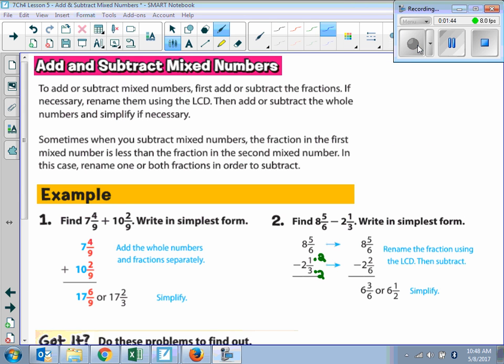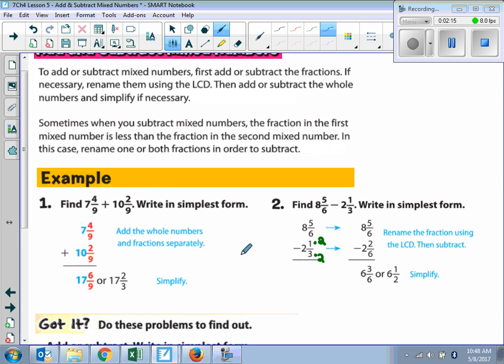So we are going to add and subtract mixed numbers. It says here, to add or subtract mixed numbers, first add or subtract the fractions. If necessary, rename them using the least common denominator. Then add or subtract the whole numbers and simplify if necessary. So we'll do just like we did in the warm-up: we'll get common denominators, add the whole numbers, add the fractional parts, and then put those together.